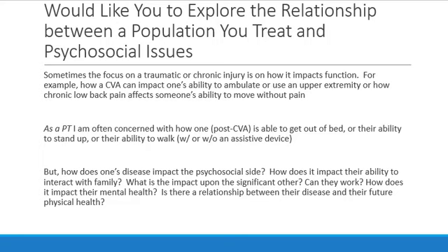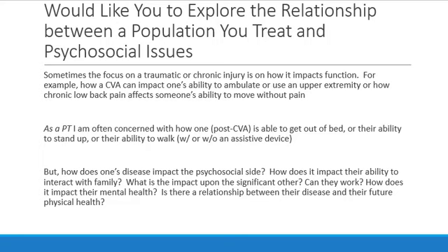Now, as a PT, that's my primary background, a physical therapist, I am concerned with how one post-stroke is able to get out of bed, or their ability to stand up, or their ability to go for a walk with or without an assistive device. But how does one's disease impact the psychosocial side of that individual? How does it now impact their ability to interact with their family or friends? What is the impact upon a significant other?